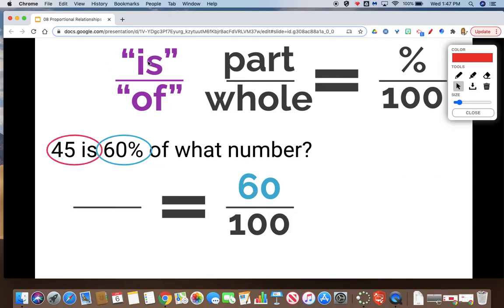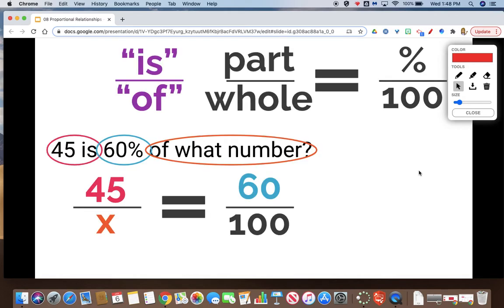Now let's go and look for that word is. We see 45 next to the word is. That's a signal that the 45 is our part. So we're going to fill that in where the part goes in our setup. Lastly, we're looking for that word of. The end of our sentence says of what number. That means we do not know what the number is. That's our goal, to figure out that missing piece.